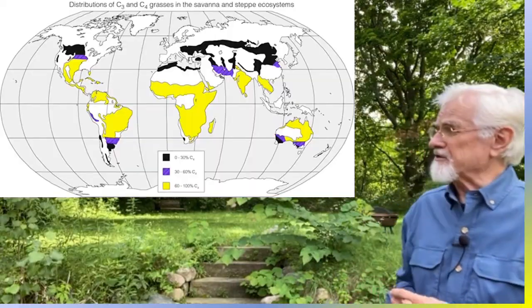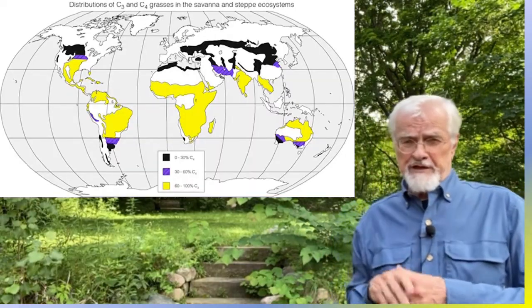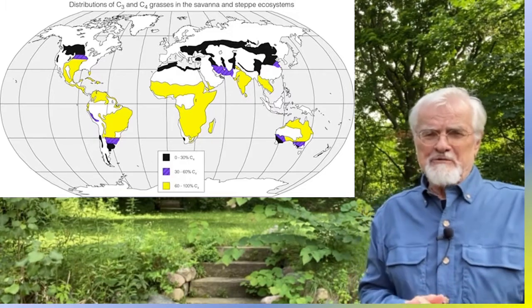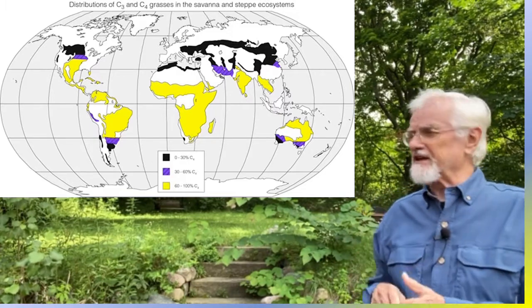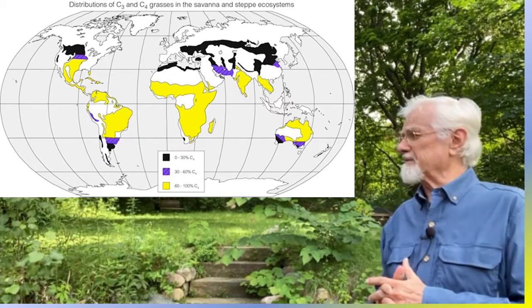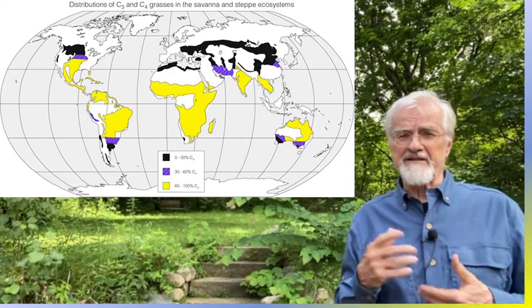In this world map, we see the distribution of C3 and C4 grasses around the world. And it's exactly what you would expect. The C4 grasses tend to be in the tropics, and the C3 grasses tend to be in the temperate zone. It's precisely the kind of thing that you would expect.